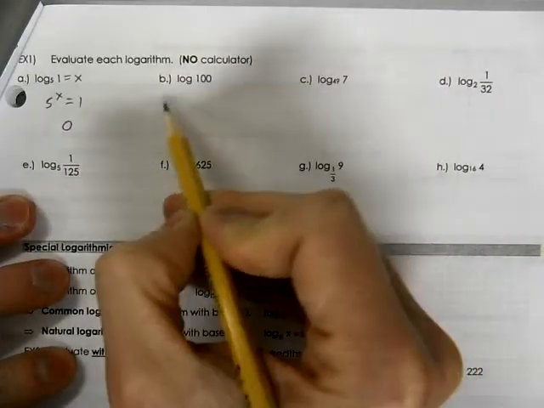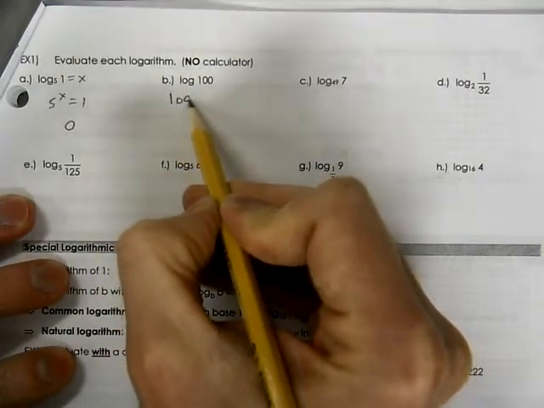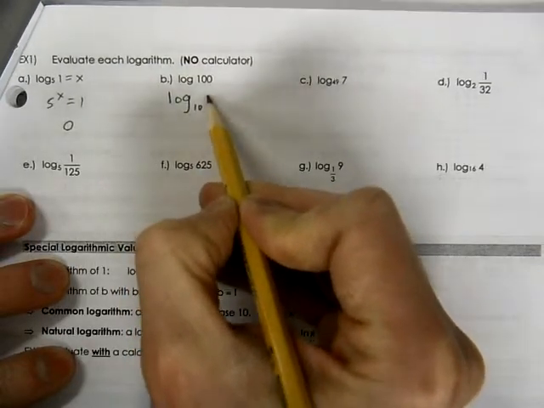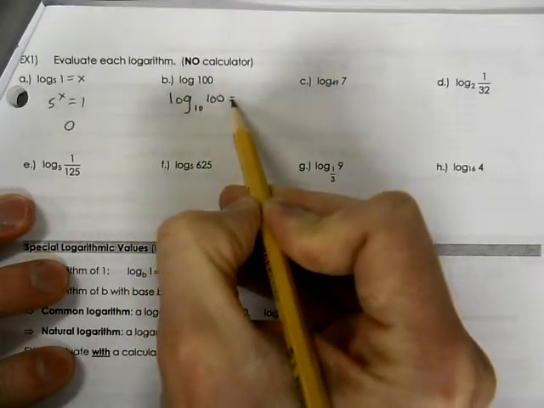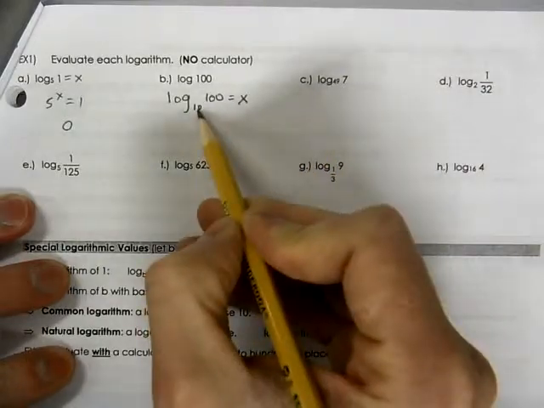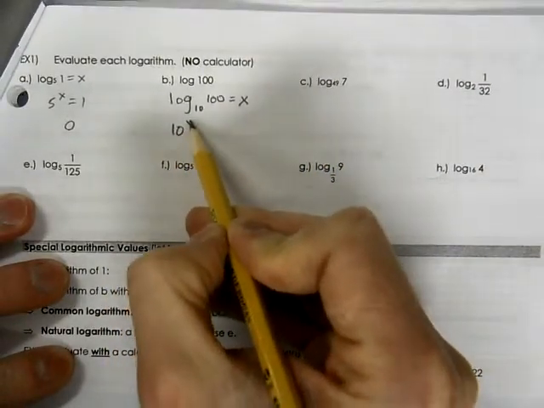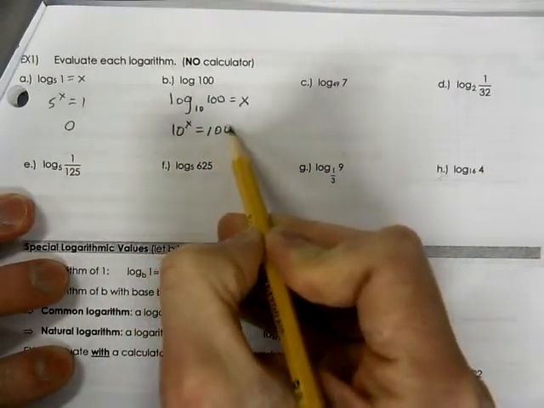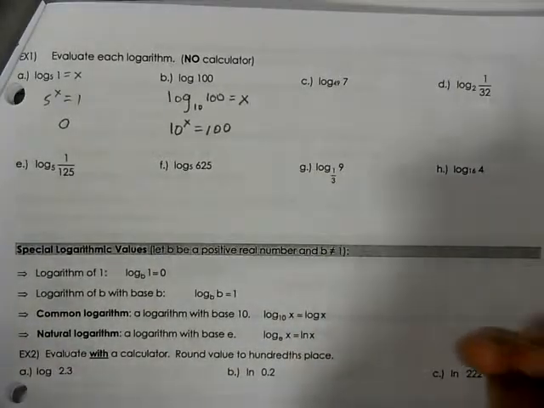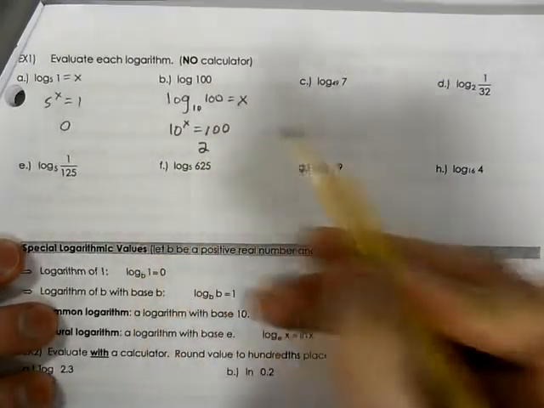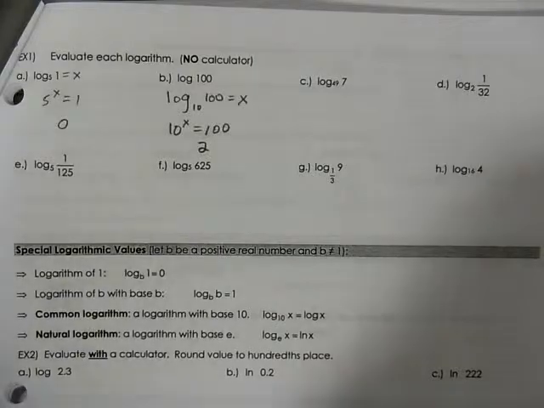This is a common log with a base of 10. So 10 to what power equals 100? That's what it's being asked. So we know that it's 2.